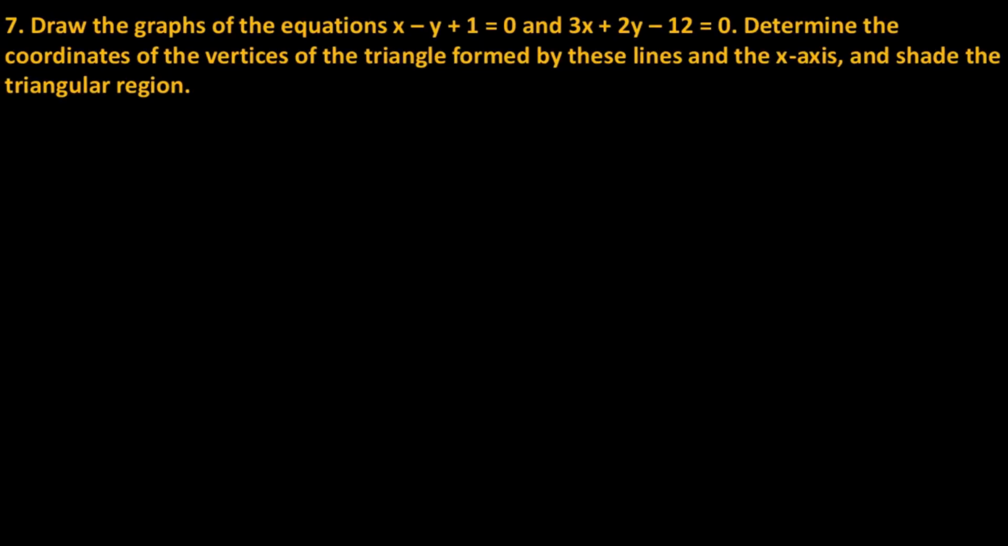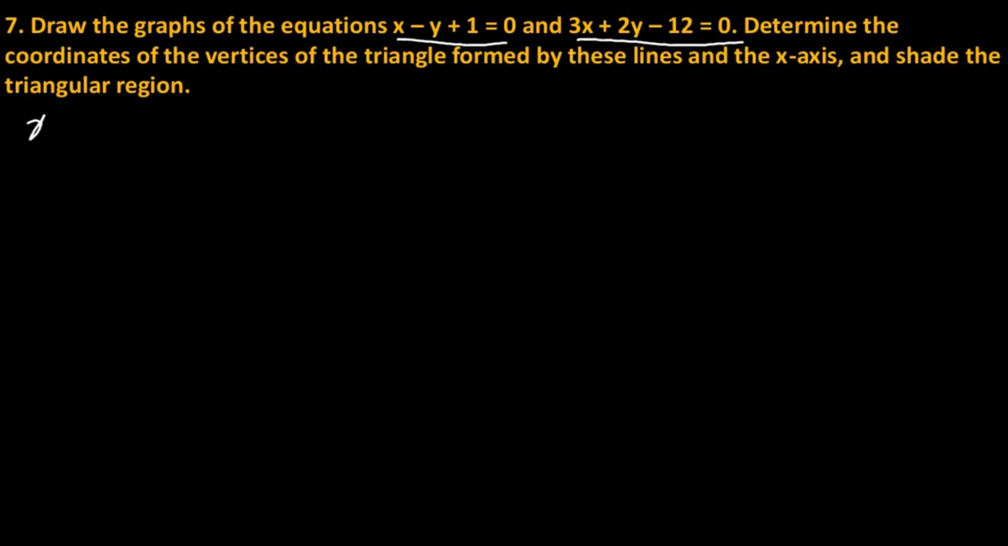So our seventh question is, draw the graphs of the equations x minus y plus 1 is equal to 0 and 3x plus 2y minus 12 is equal to 0. Determine the coordinates of the vertices of the triangle formed by these lines and the x-axis and shade the triangular region. Right, here we are seeing the three questions. The first one is, let's find out the graphical representation of these two equations and then you have to mark out the triangular vertices, and then shade the region. Right, we have to show a triangle on the graph.